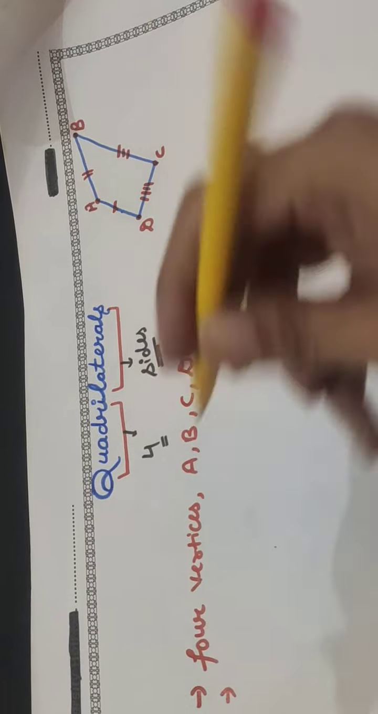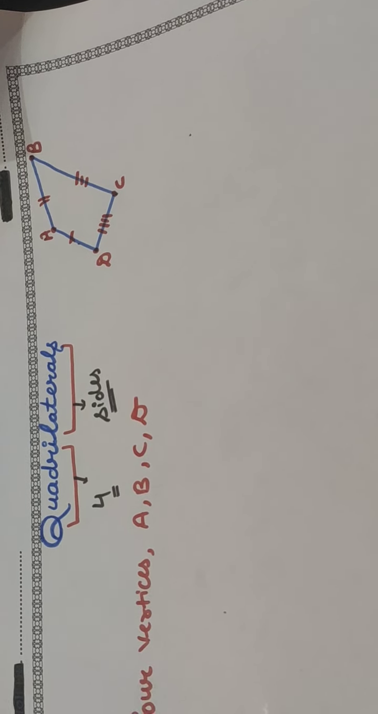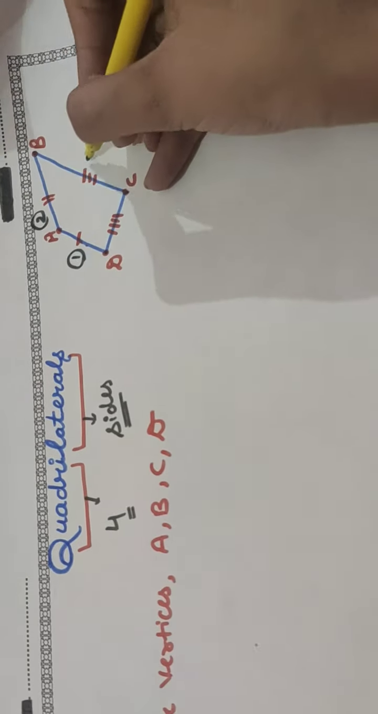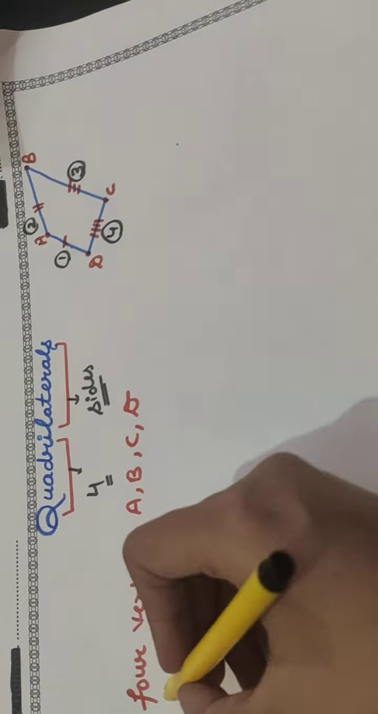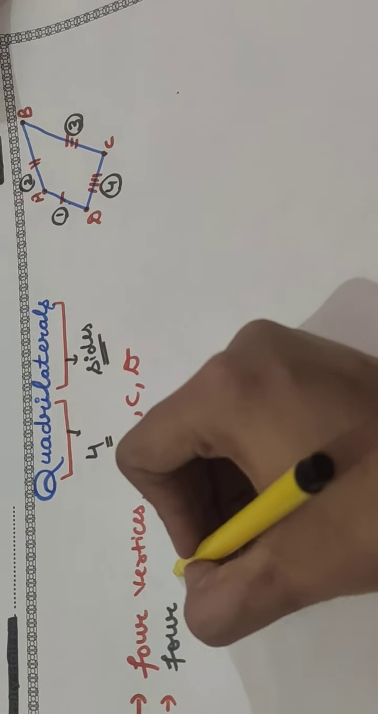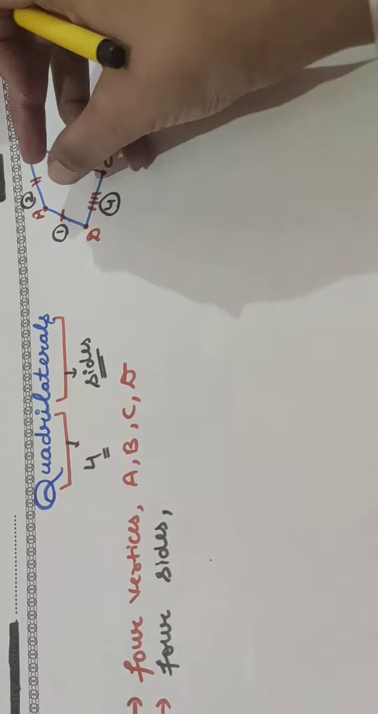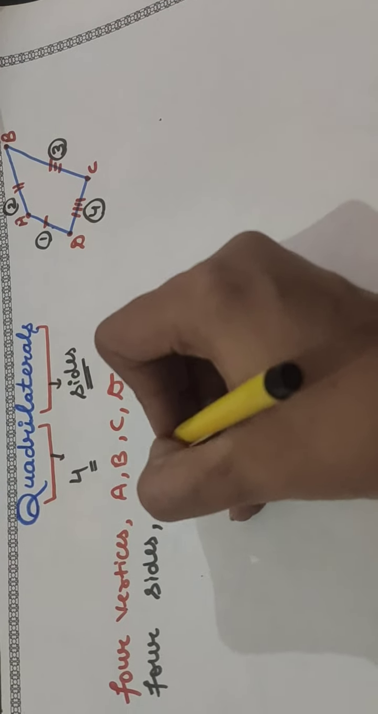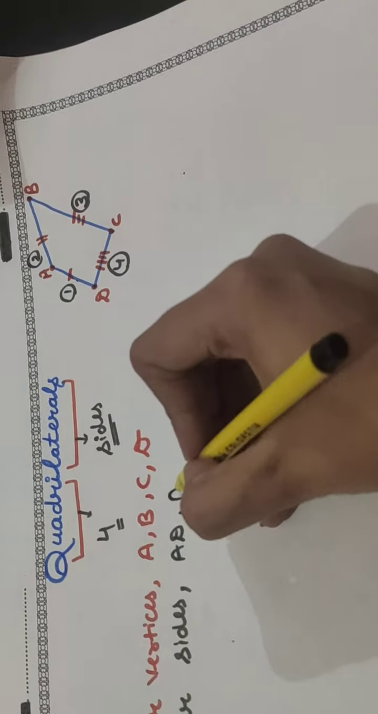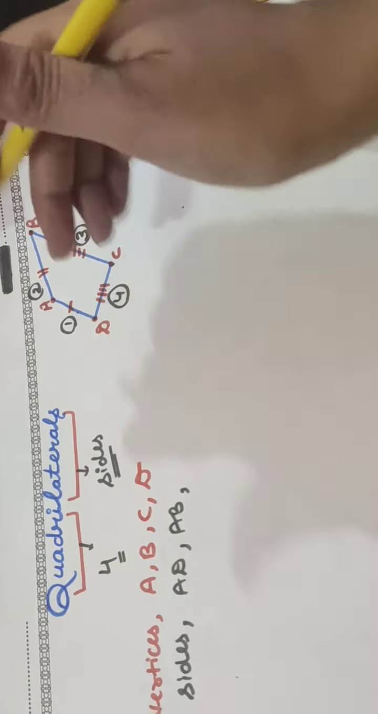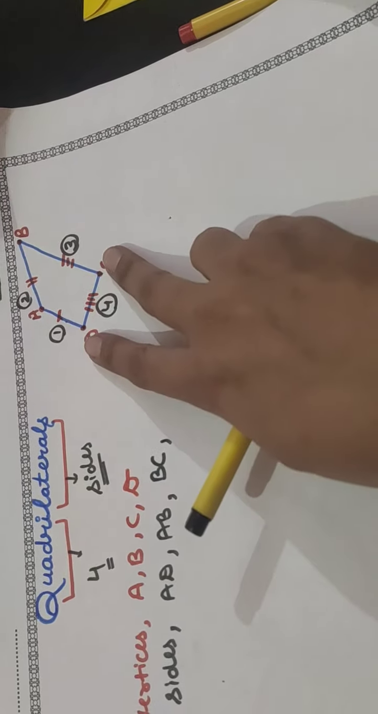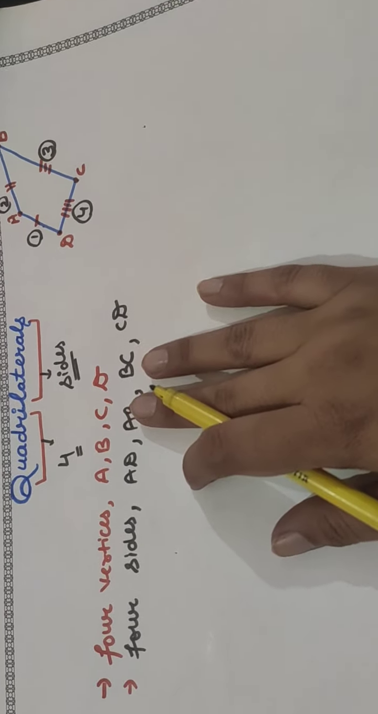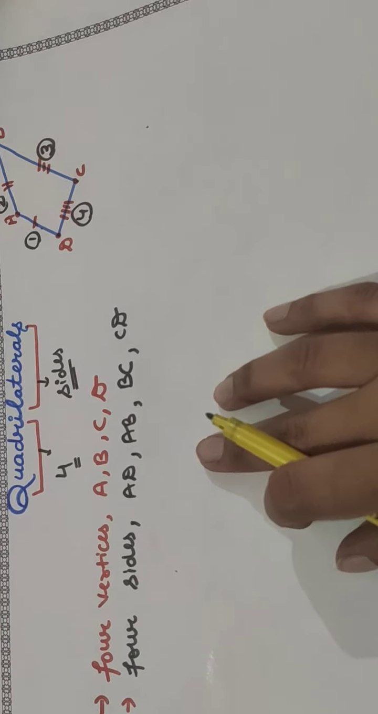Now what about the sides? It has four sides, as indicated by the definition also. First side, second, third and fourth. Hence a quadrilateral has four sides which are named as first one AD or DA. You can name it AD. Second one AB. Third one BC. Fourth one CD or DC. You can change the alphabetical order; that doesn't affect the side. So the quadrilateral has these four sides as follows.